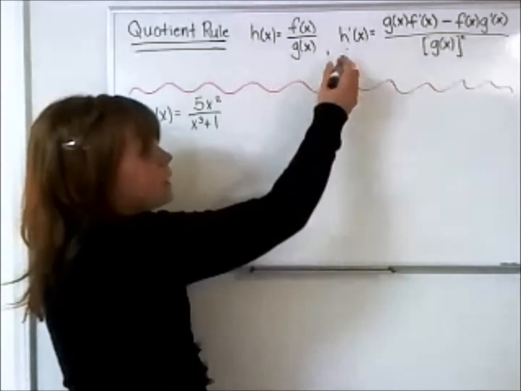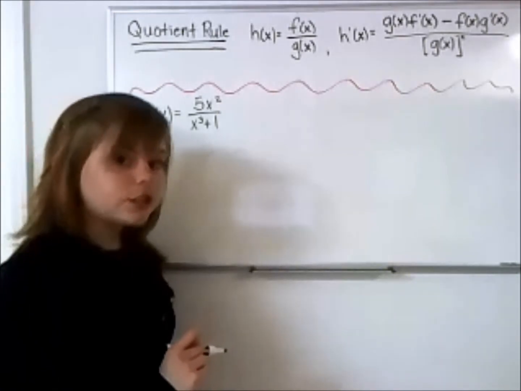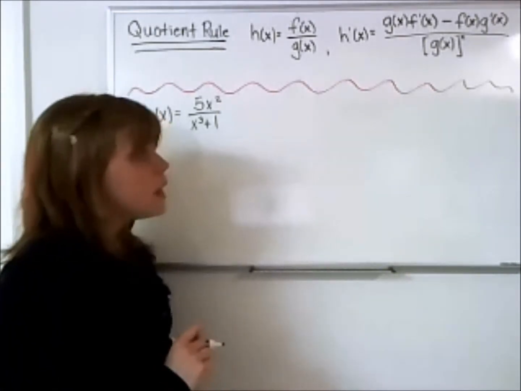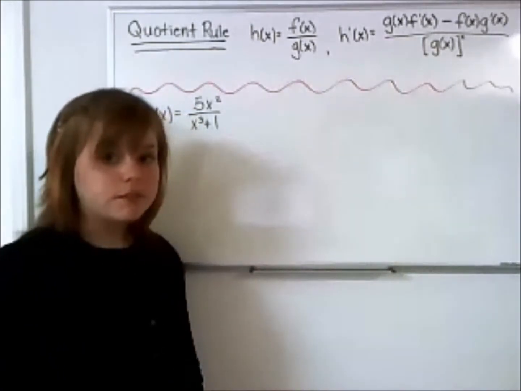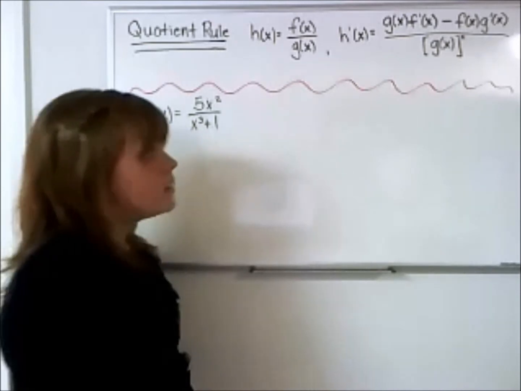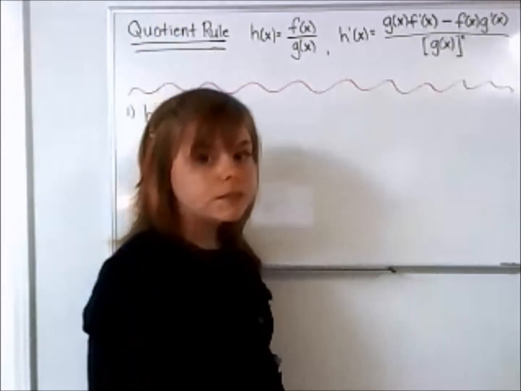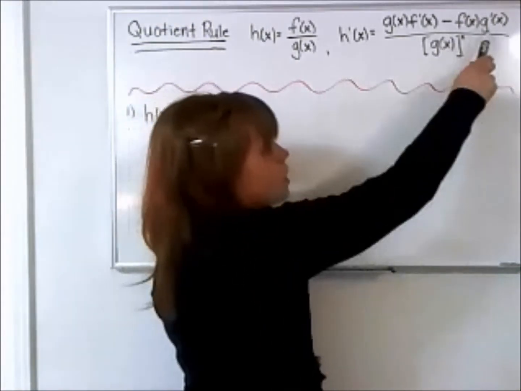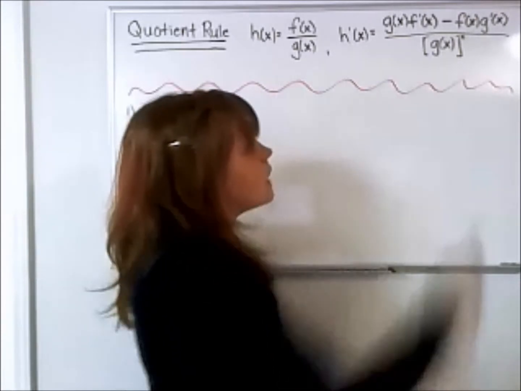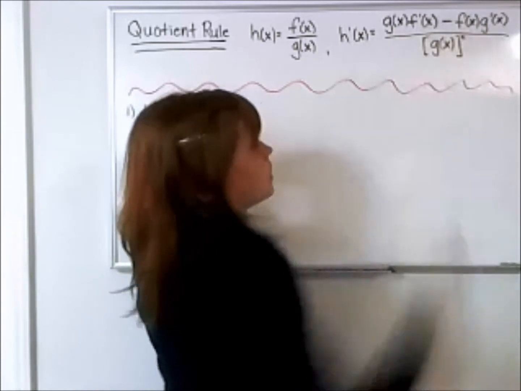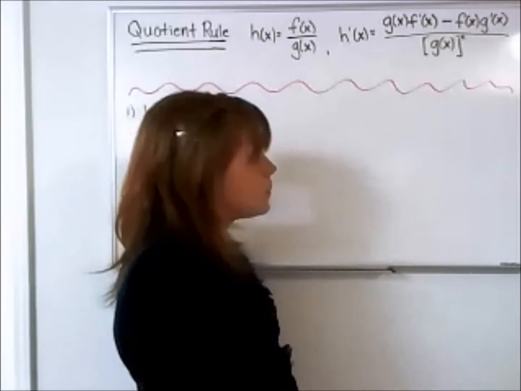It tells us that to find h prime of x, we're going to take the bottom function, g of x, multiply it by f prime of x, the derivative of the top function, subtract from that the original f of x, so the original top function, multiplied by g prime of x, the derivative of the bottom function, and then we're going to take that entire difference and divide it by the bottom function squared, so g of x squared.